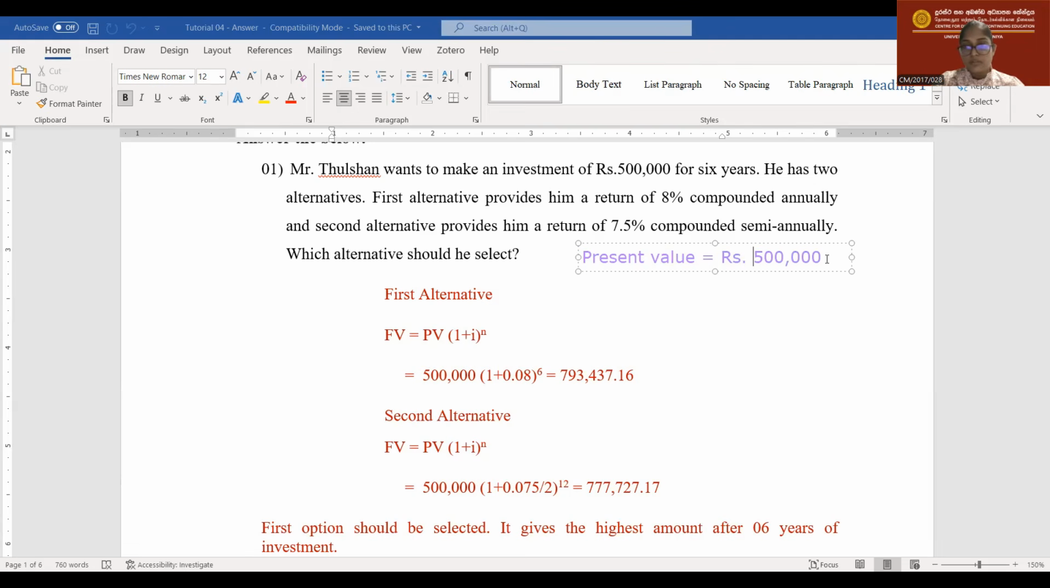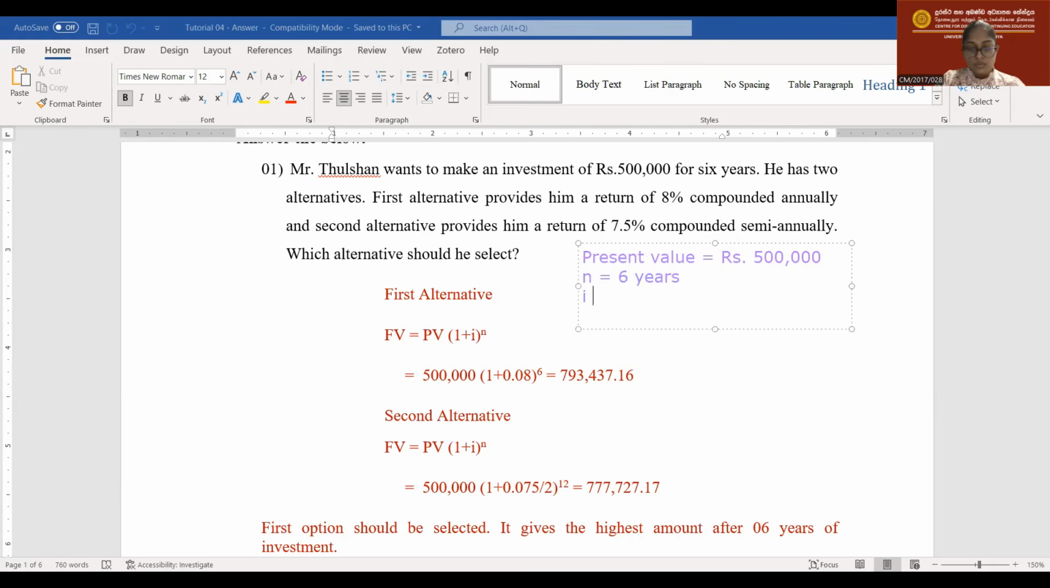And then what would be the N here? It's 8% annually, compounded annually. What would be the T here or the N? So here N would be how much? It's 6 years.